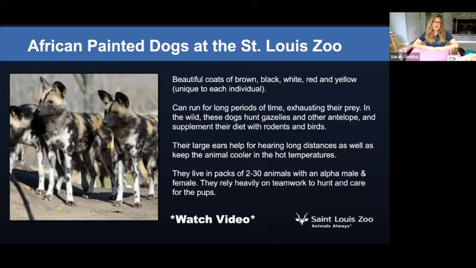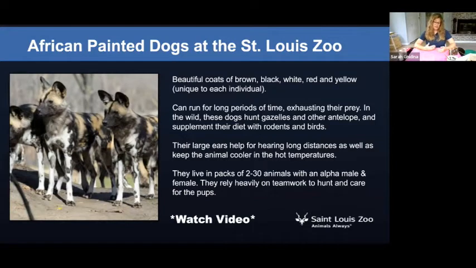They live in packs of 2 to 30 animals, so they have really big families that they live in. And each family has an alpha male and an alpha female. And they rely heavily on teamwork for hunting and caring for their pups.